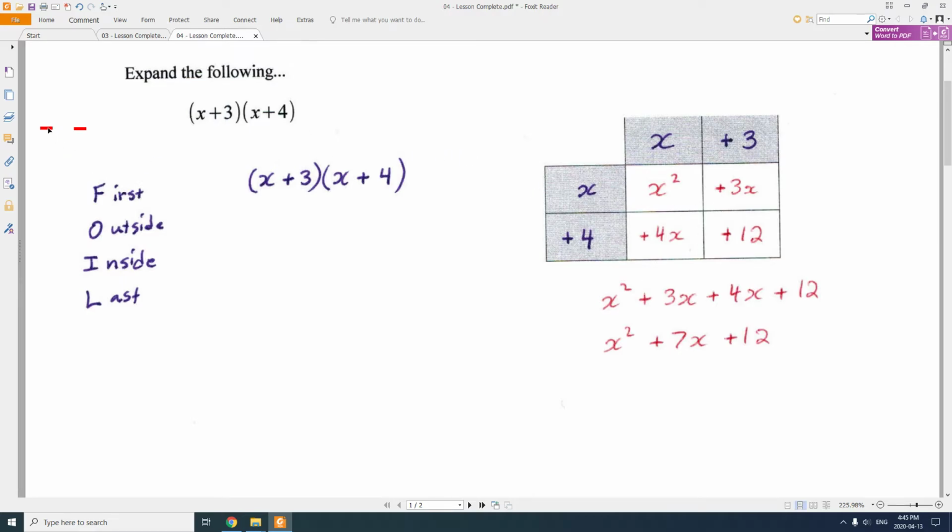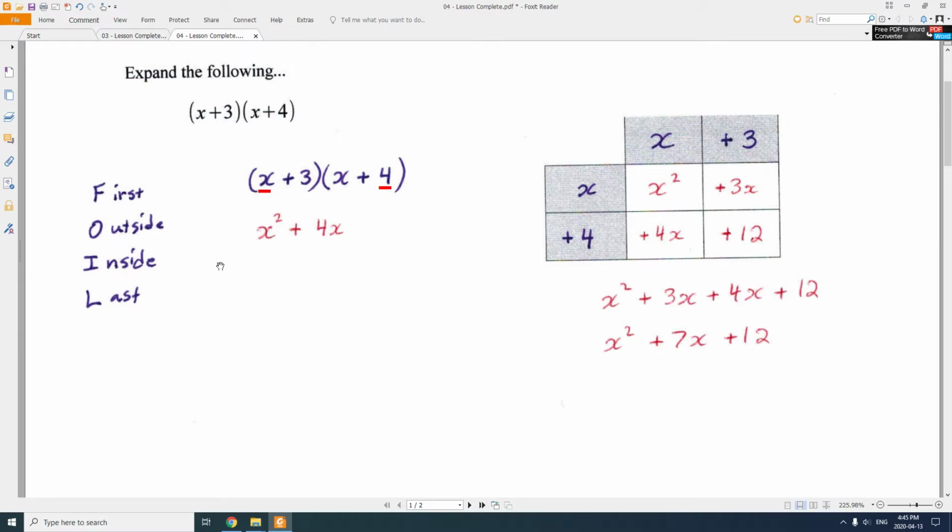So let's go through and do this one. I'm going to start off by multiplying the first term in each bracket. Remember, terms are separated by a plus or a minus. So the first term in each bracket is x and x. So that gives me x squared. Okay, first is done. Next one, now I'm going to multiply the outside terms in the bracket. So I take the outside ones here. x times 4 is 4x.